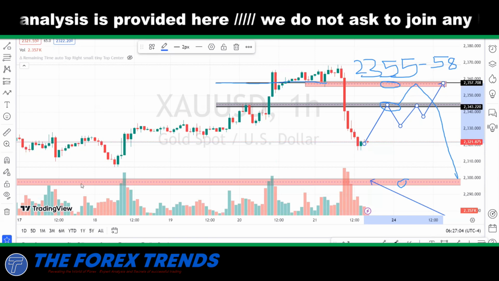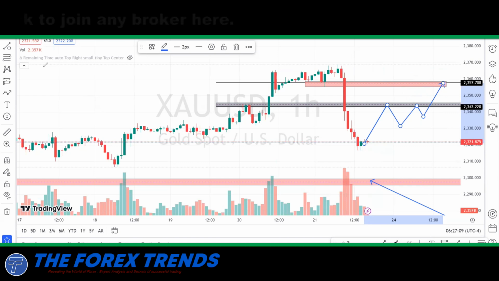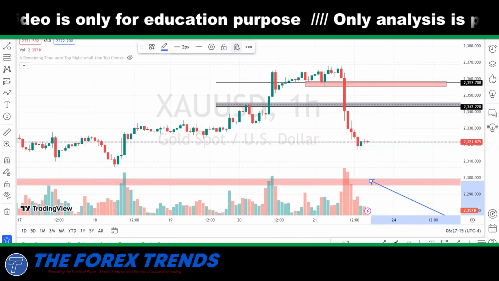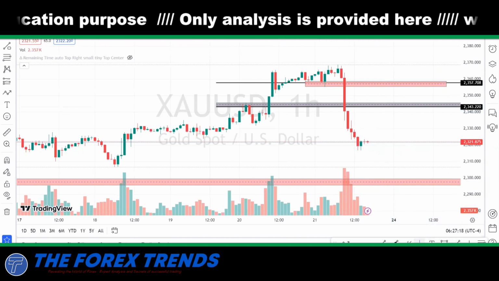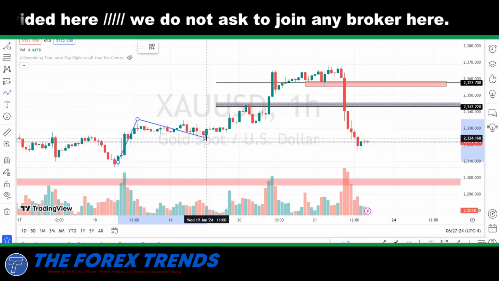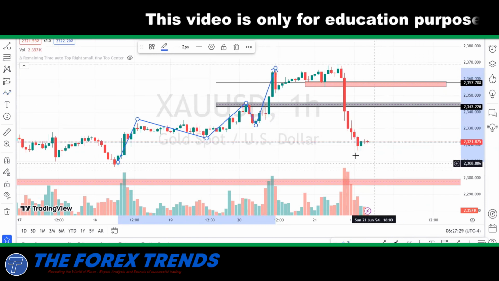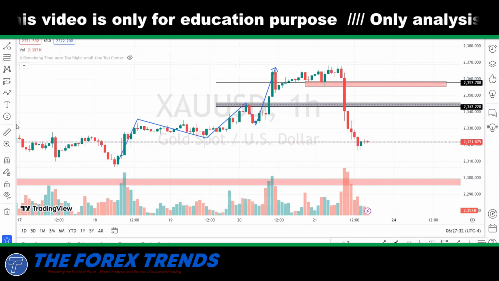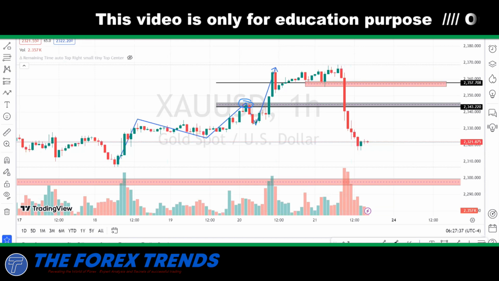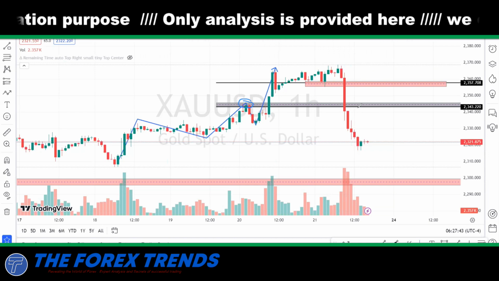Okay, guys, let me clear all the drawings. There are multiple confluences in these levels. Let me show you. If I mark the structure in the 1-hour frame like this, higher high, higher low, higher high, higher low, then high. On this high, the market has created a 50% retracement level in Fibonacci.